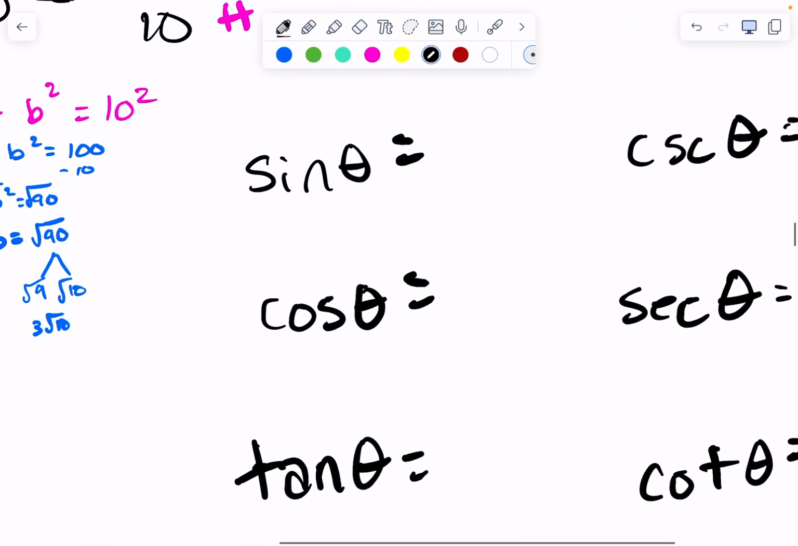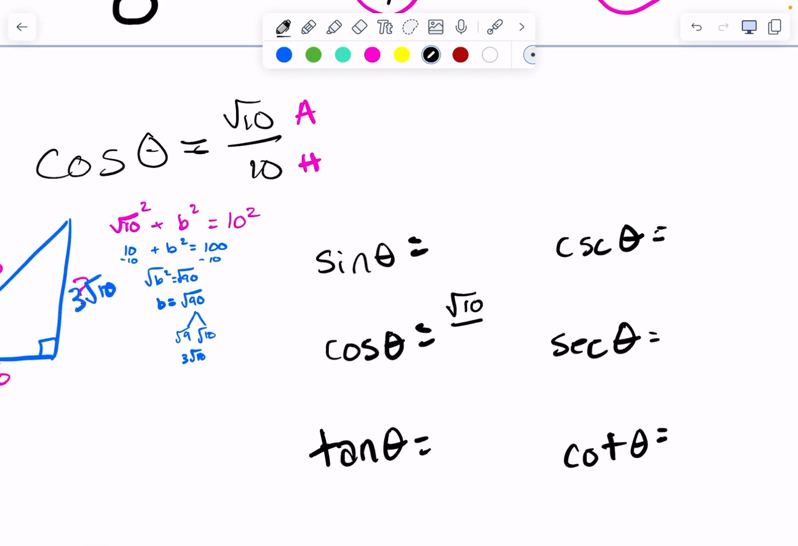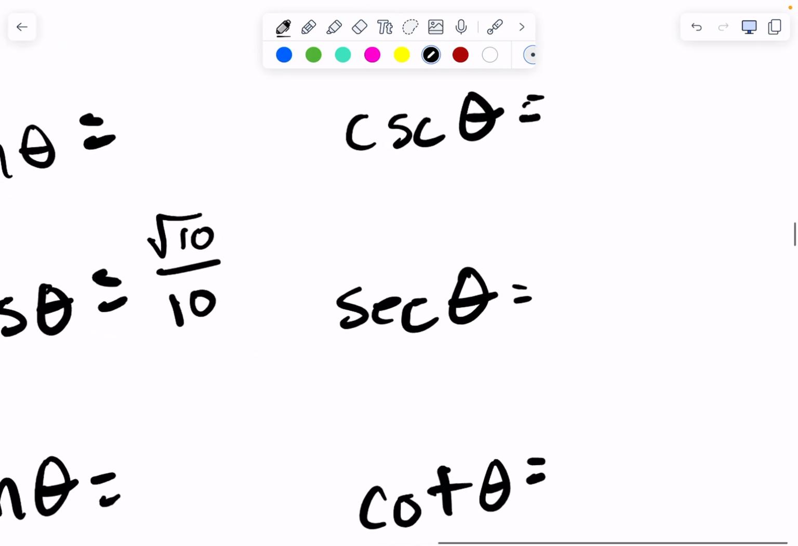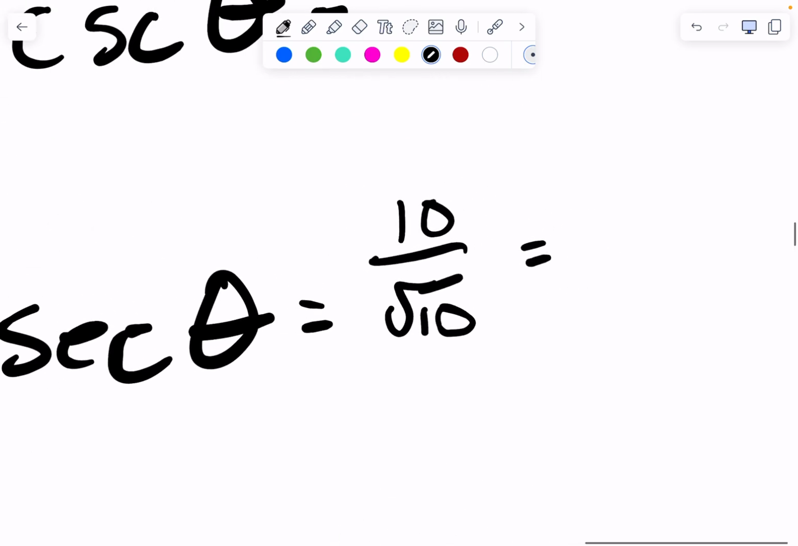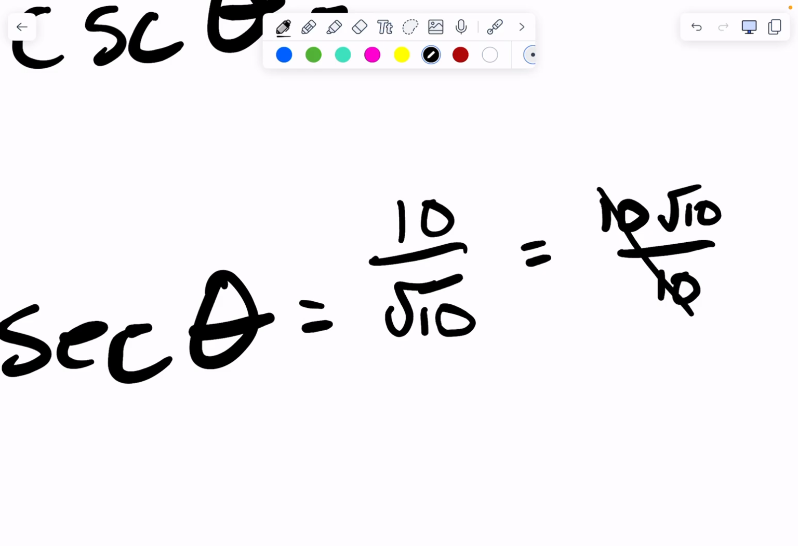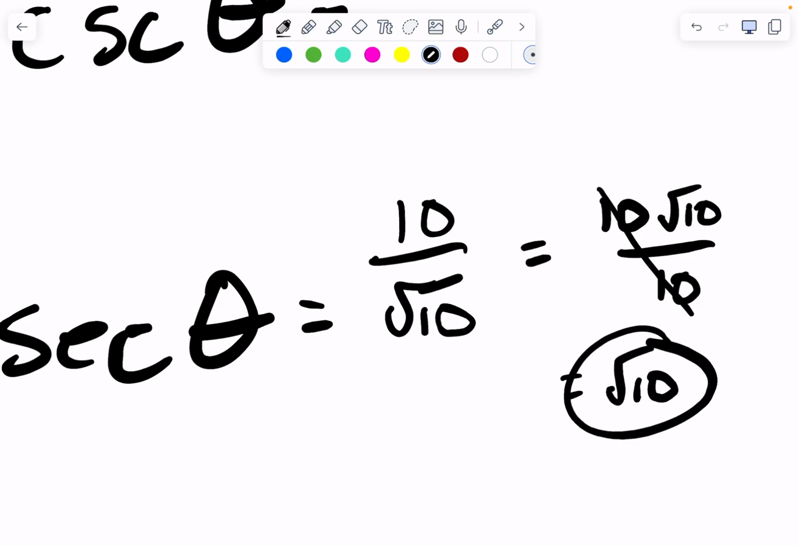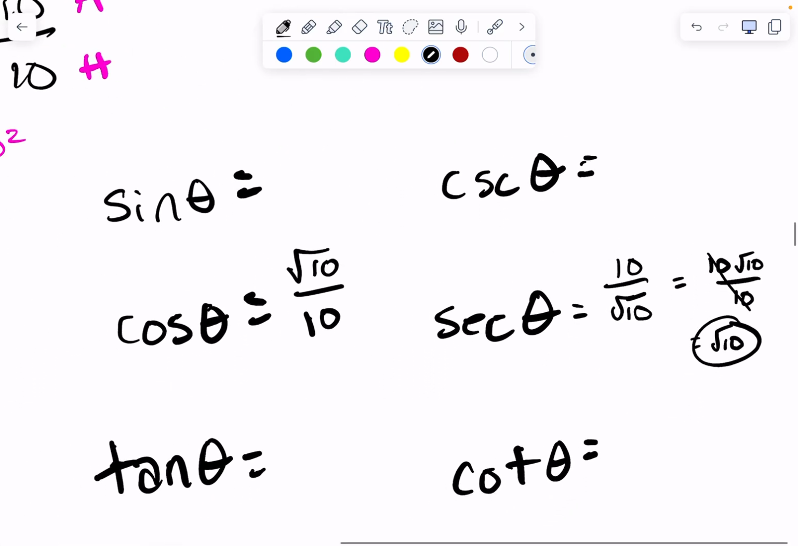So we already know cosine is the square root of 10 over 10. Okay, that's what it is. Let's go secant. Let's figure out what it is if I flip it. If I flip it, it will be 10 over the square root of 10, right? But if you rationalize, the square root of 10 will bump up to the top, so it will be 10 square roots of 10 over 10. Do you see how that works? But then the 10s can cancel. So it is just the square root of 10, yeah? That's what secant is.